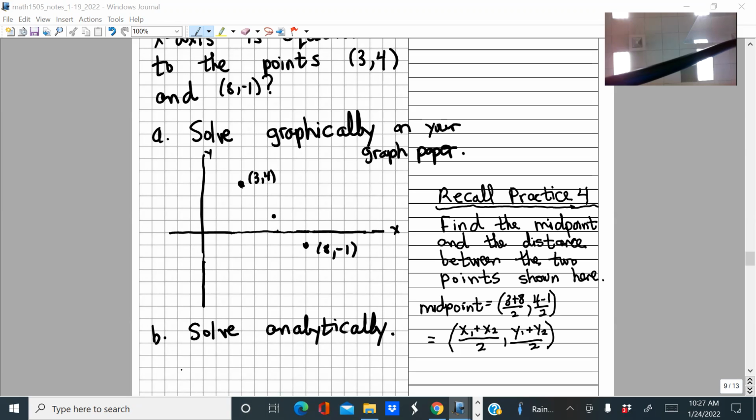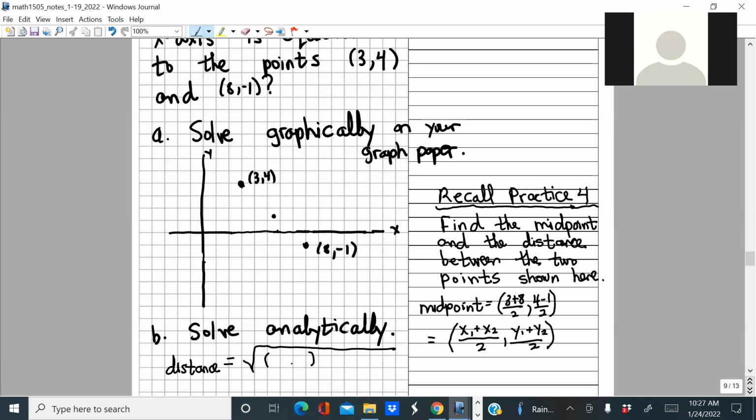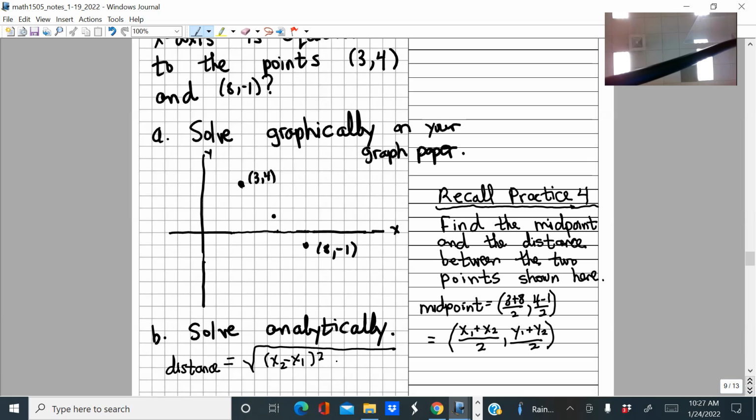Okay, so what was that distance formula? Recall that. So remember, what do you do in computing distance? It involves a square root, so you should always remember that it's going to have a square root in it. But what goes underneath that square root? There are some parentheses there. What do you do in the parentheses? 8 minus 3 or 3 minus 8. Yeah, you take the difference in the x coordinates, and you square that. And then you take the difference in the y coordinates and you square that also.